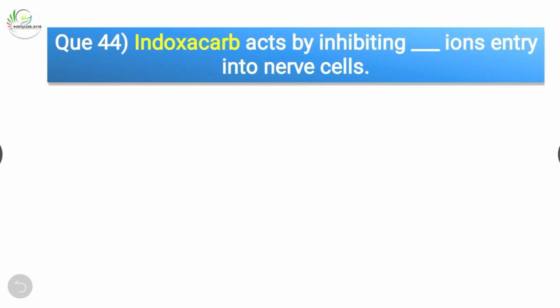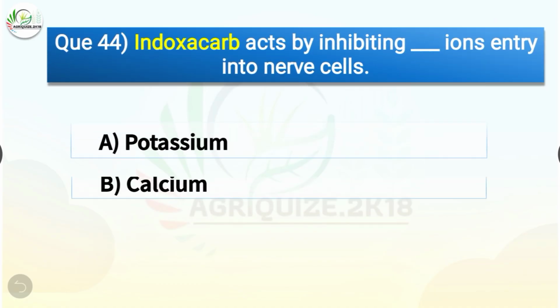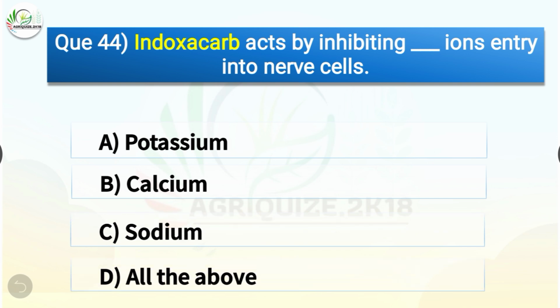Question number 44. Indoxacarb acts by inhibiting dash ions entry into the nerve cells. The options are potassium, calcium, sodium, or all of the above. The correct answer is option C, sodium. So indoxacarb acts by inhibiting sodium ions entry into nerve cells. Indoxacarb is a member of the oxadiazine class of insecticides.